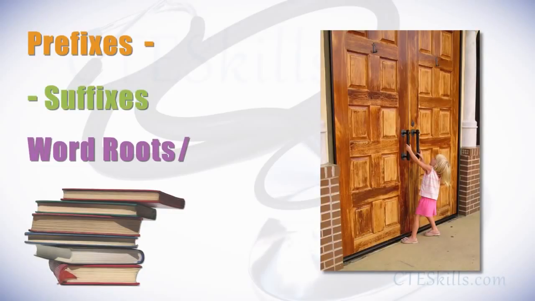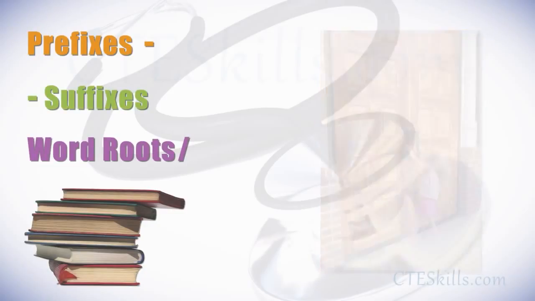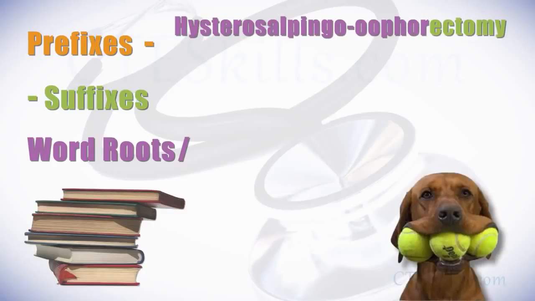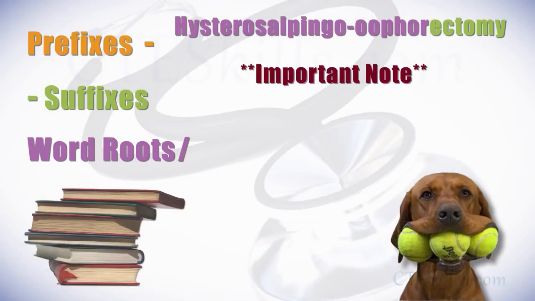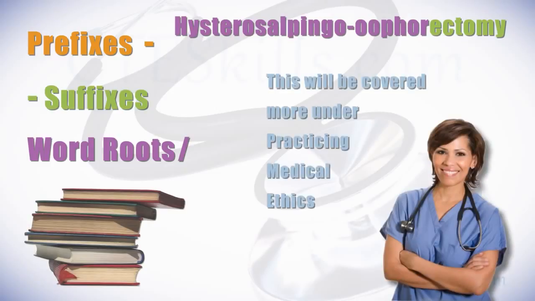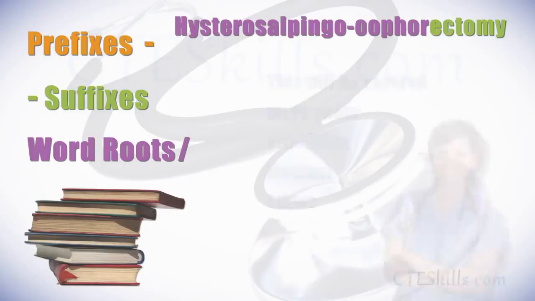Let's take a look at one last example. This one is a little more of a challenge. The original word that we looked at, hysterosalpingo-oophorectomy. What a mouthful. And very important to note, if you are not aware of the meaning of a medical term, it can be very intimidating when medical personnel use terms like this. Medical personnel need to always remember that most people do not know what these terms mean. Under practicing medical ethics, it is very important that you use words or descriptions that the patient or client understands.